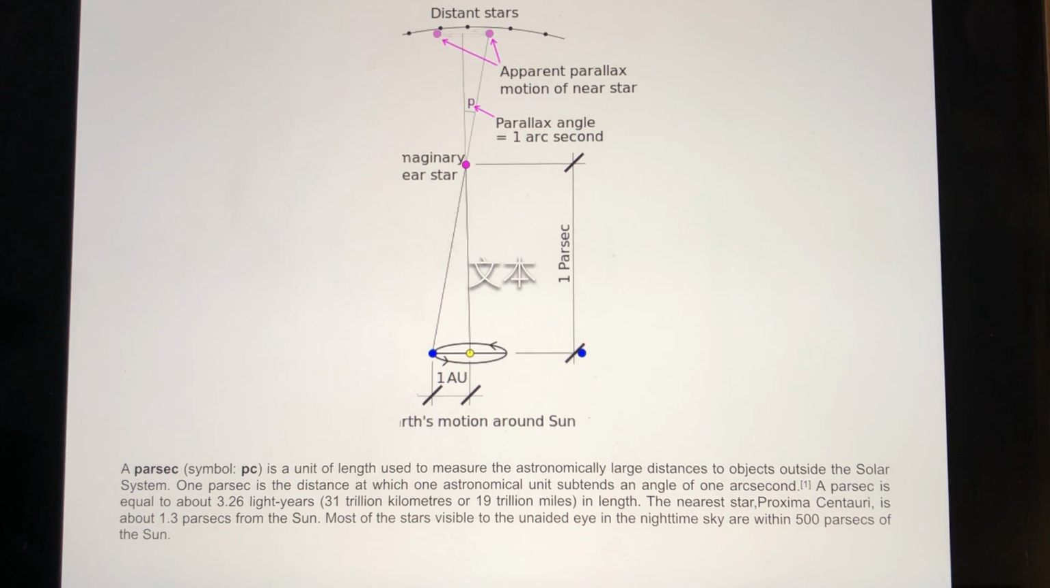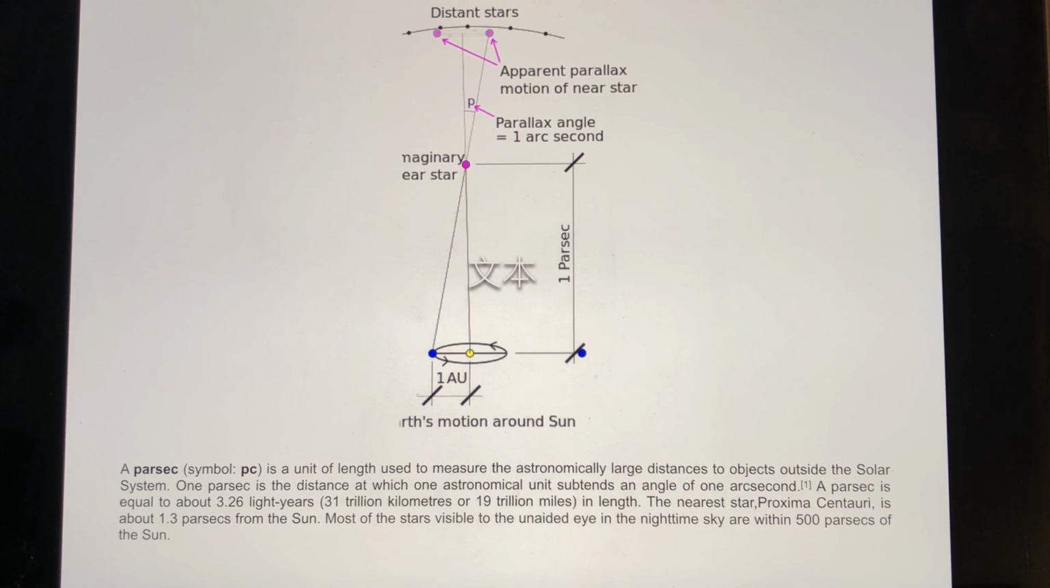So let me introduce some of the units that scientists use to measure the universe. A parsec is a unit of length used to measure the astronomically large distances to objects outside the solar system. One parsec is the distance at which one astronomical unit subtends an angle of 1 arcsecond. A parsec is equal to about 3.26 light years.